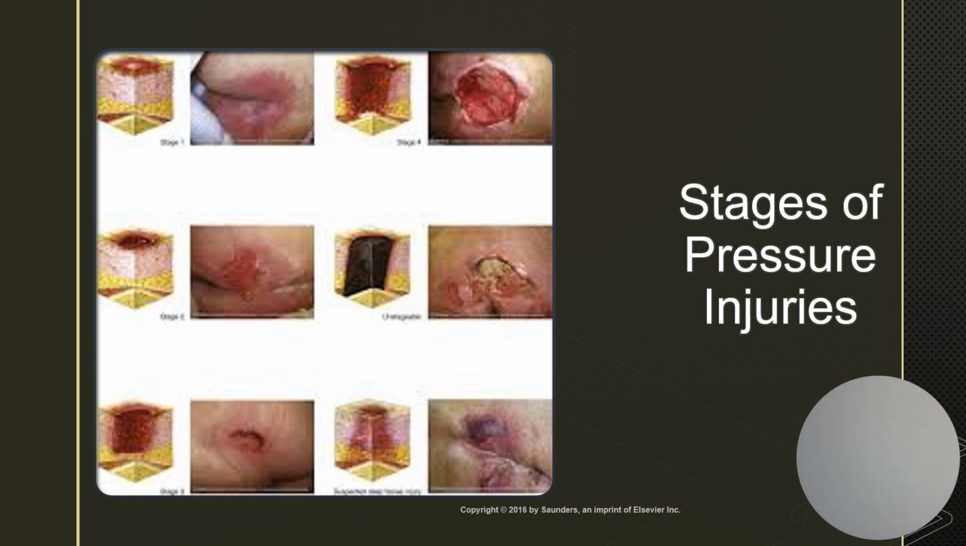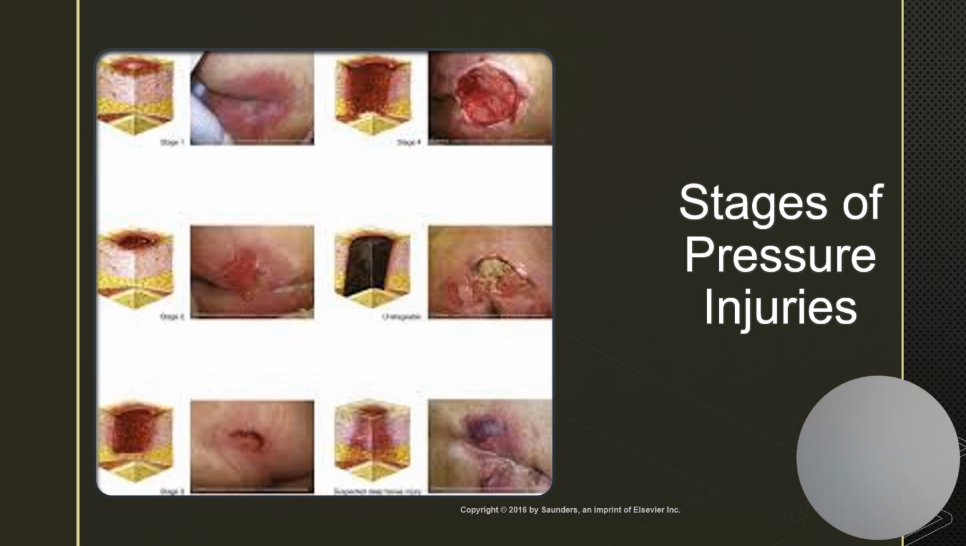Then we have the deep tissue injury. If you look in the lower right-hand corner, again, this kind of looks like a bruise, but it's not. It's usually purple in color. The skin is usually intact. It is always going to be over a pressure area. Again, it's dark purple, could also be red in color. It could also be an intact blister that is filled with blood.